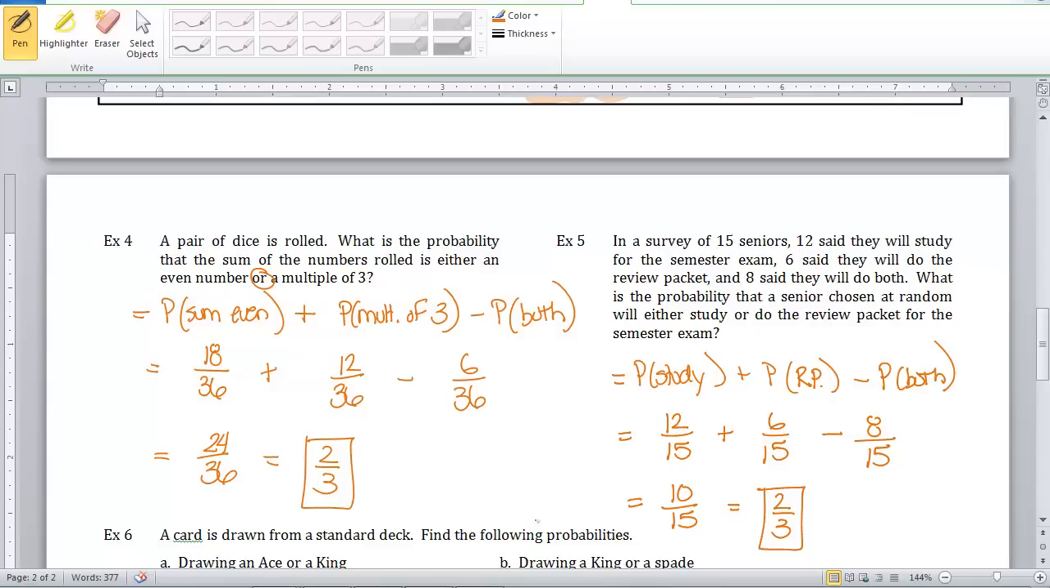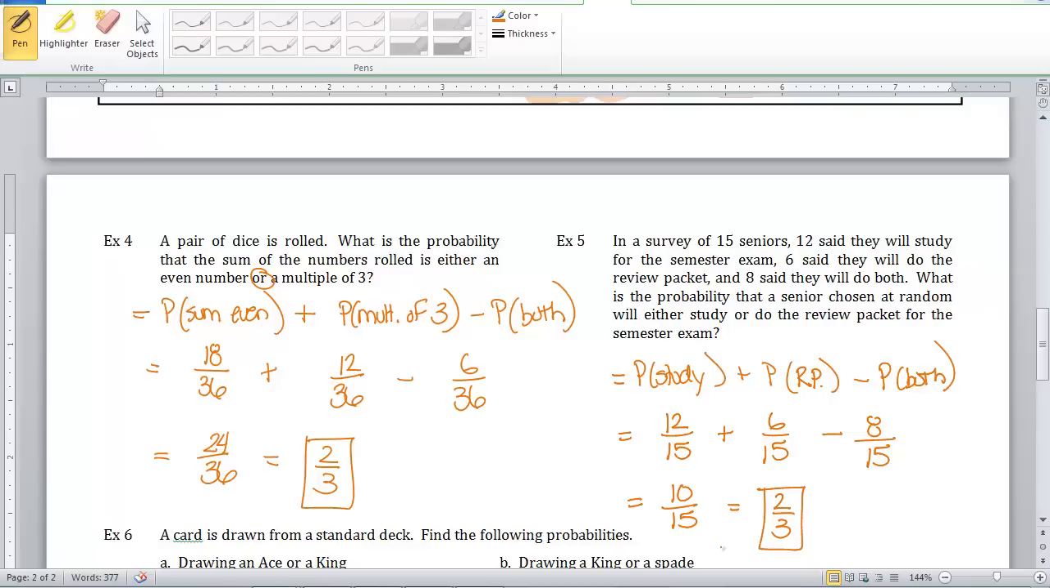Well, again, we need the probability of seniors that would study. There was 12 out of the 15. Or, so addition, the probability that they would do the review packet, 6 out of the 15. And then you have to subtract the overlap, the 8 people that said they would do both out of 15. Adding and subtracting the numerators gives you 10 over 15, which simplifies to 2 out of 3.